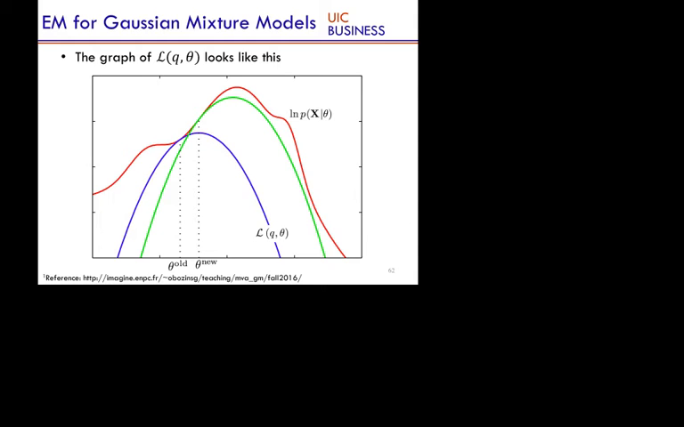Now this L of q comma theta. Theta is the same thing as there, and I can draw this for different values of q. For a particular value of q, this curve touches this distribution, this above curve.